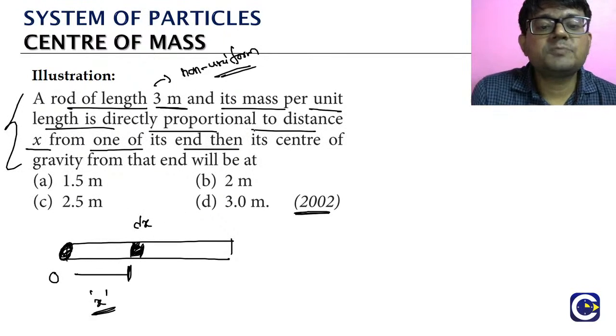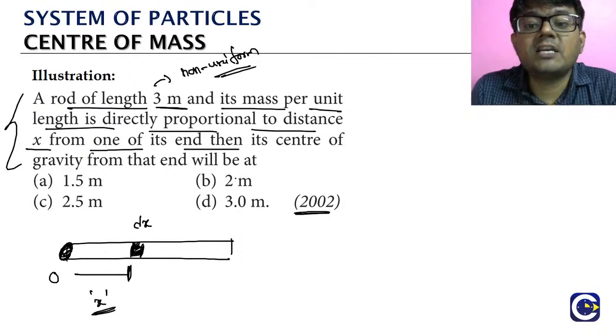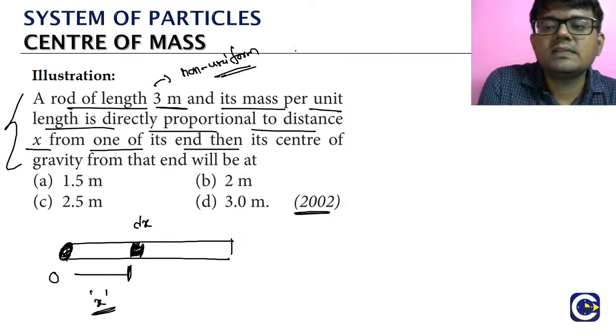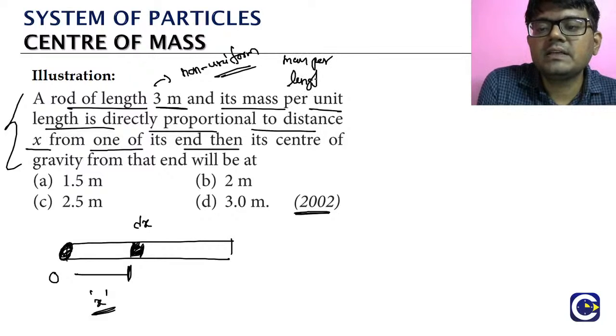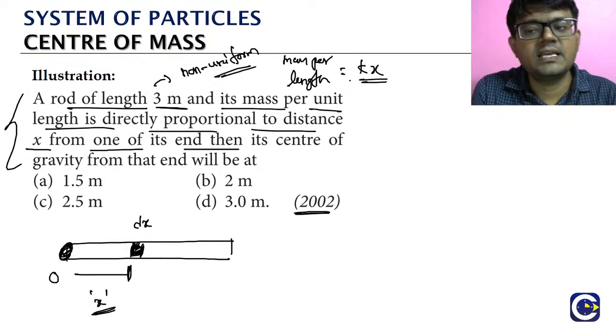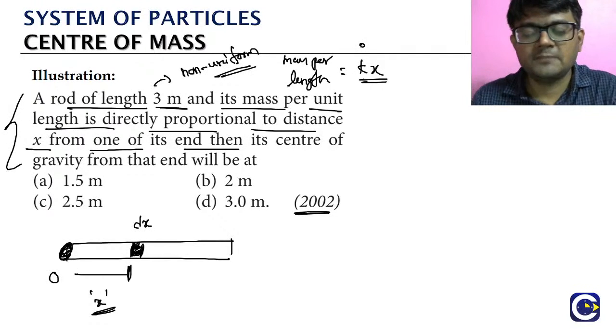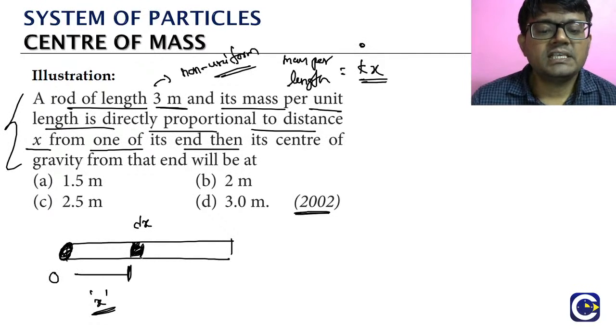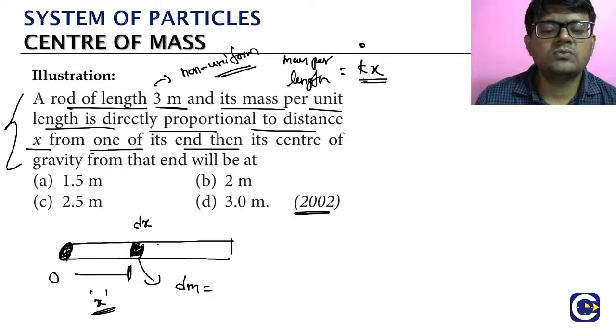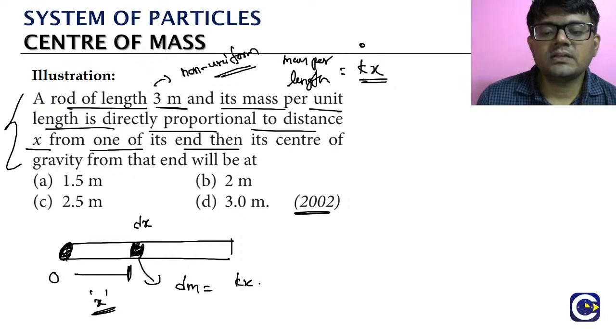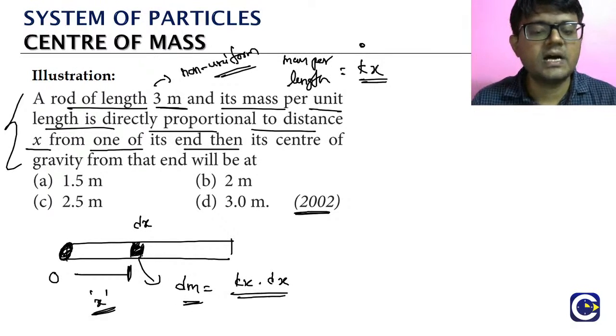What is the mass per unit length? Mass per unit length is directly proportional to distance x, so we can say mass per length is k into x. k is a constant we introduced, so it should not appear in the final answer. The mass of this small element dx is the mass per unit length into the length of that element, dx.